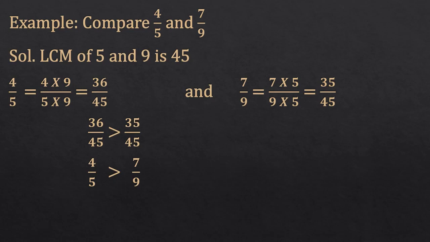Now take the second fraction, that is 7 upon 9. Again, in this fraction also we have to make the denominator 45. So 9 will be multiplied by 5. So the numerator also we will multiply by 5. 7 fives are 35, 9 fives are 45. Our new equivalent fraction is 35 upon 45. Now 36 upon 45 and 35 upon 45 are the equivalent like fractions. Now they are like fractions. Compare them. Which one is greater? Whose numerator is greater? 36 is greater than 35. So 4 upon 5 is greater than 7 upon 9.